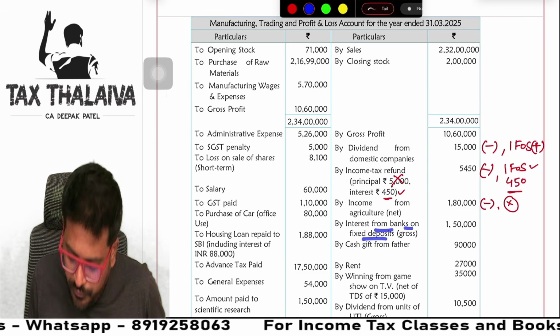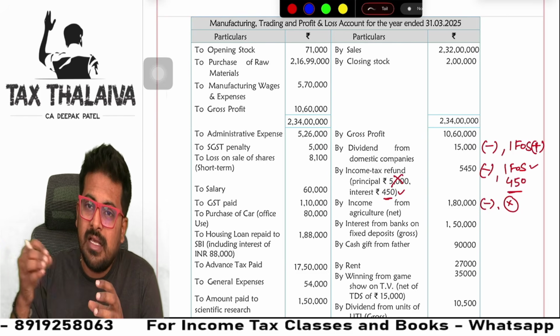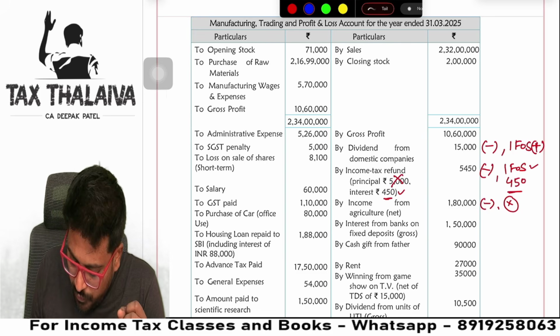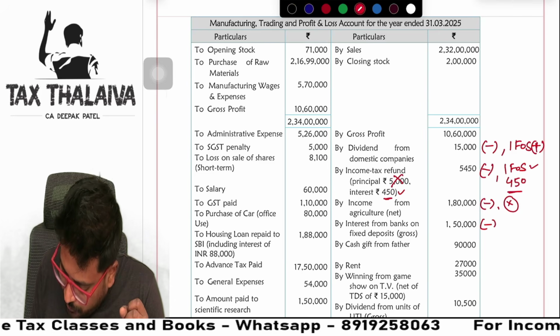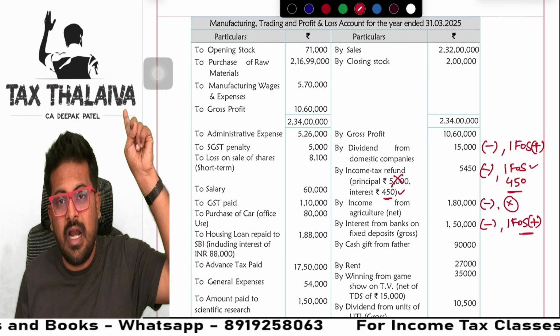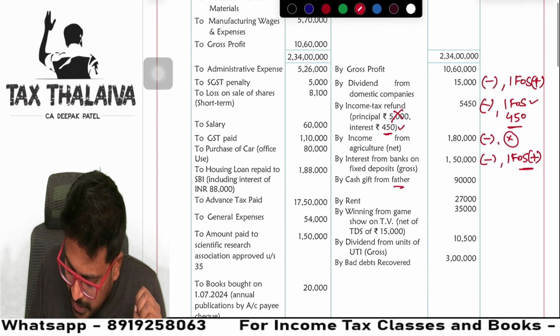interest from bank on fixed deposits. So you have deposited some fixed deposit with the bank and the bank is giving you interest. How can it be a business income? It is other sources income which you took in the P&L account. So what I will do, reduce this 1,50,000 and go to IFOS and add it under IFOS head. Is it clear? Next, cash gift from father 90,000.